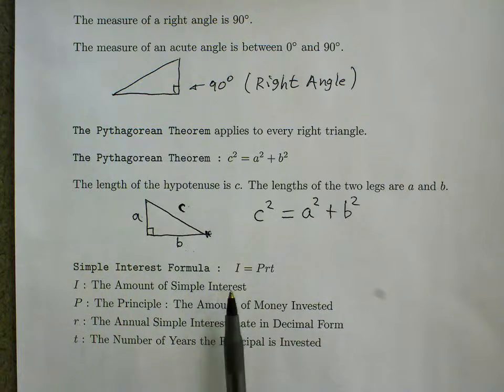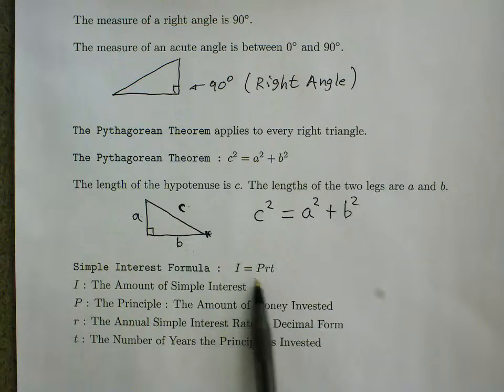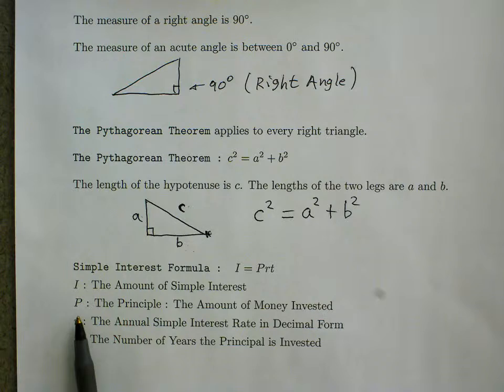So this is the formula for simple interest. Capital I equals capital P times R times T. In this formula, capital I represents the amount of simple interest. In this country, we would measure it in dollars. Capital P is referred to as the principal. It's the amount of money that's invested in the first place. Lowercase r is the annual simple interest rate in decimal form.